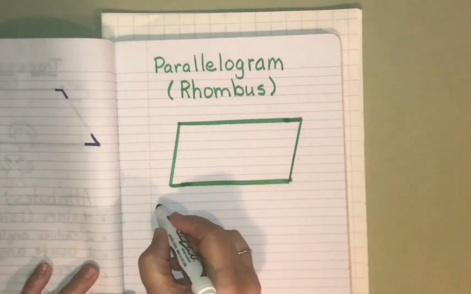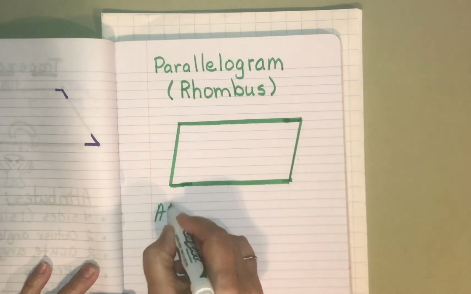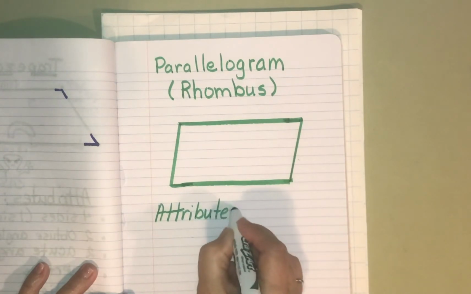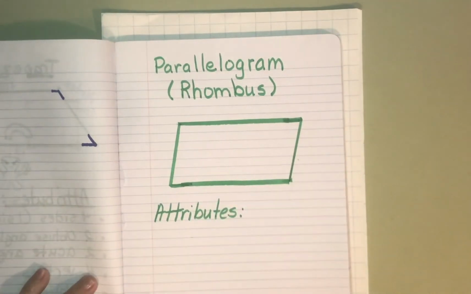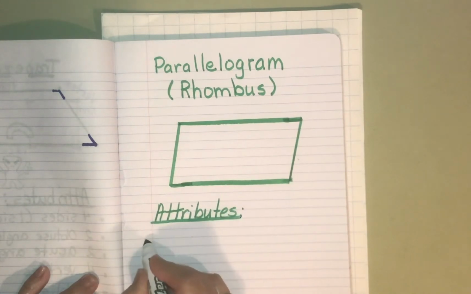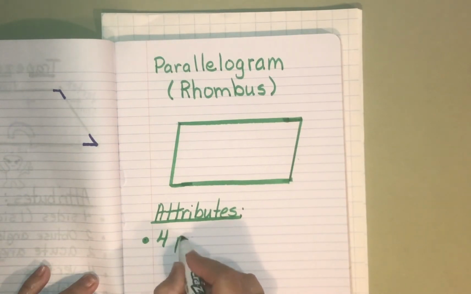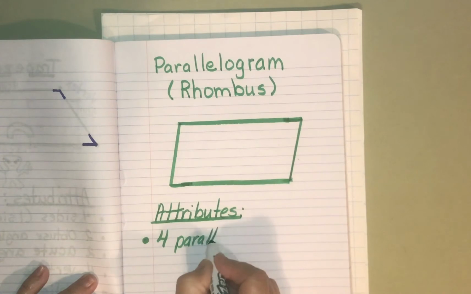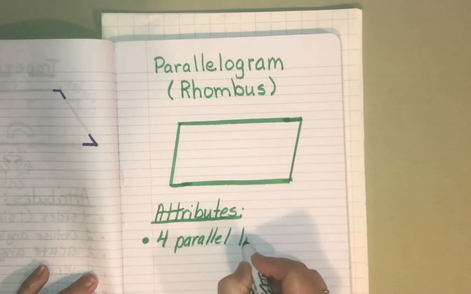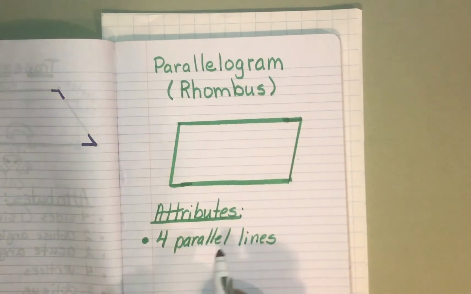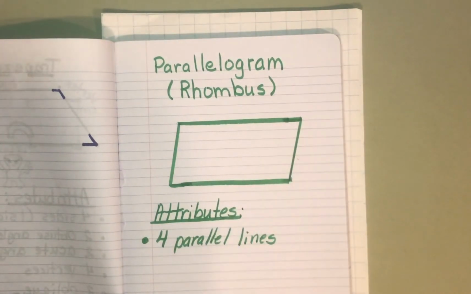What are the attributes to a parallelogram? The attributes are the characteristics. When you look at this parallelogram, what do you see? Well, the first thing that you notice is that it has 4, and we're going to say parallel lines. Okay, so that way we know that a parallelogram can also include a square. It's not always just the rhombus.